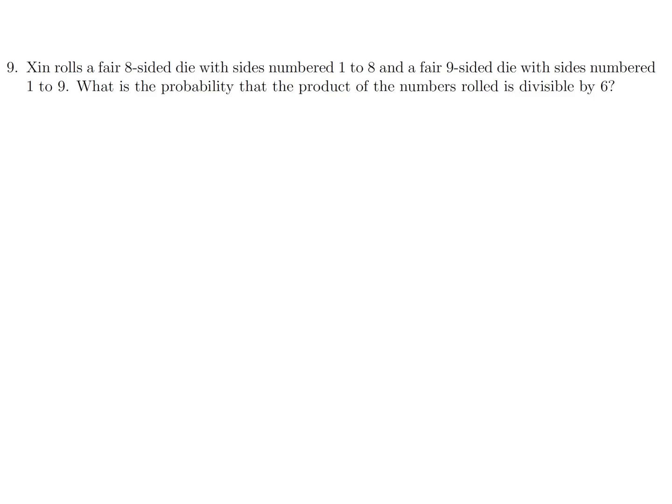Zin rolls a fair 8-sided die with sides numbered 1 through 8 and a fair 9-sided die with sides numbered 1 through 9. What is the probability that the product of the numbers rolled is divisible by 6? The product, let's just say the 8-sided die, that you roll a number that's represented by A. And the 9-sided die, we roll a number that's represented by B. So their product would be AB, and they're saying that's a multiple of 6, so 6K.